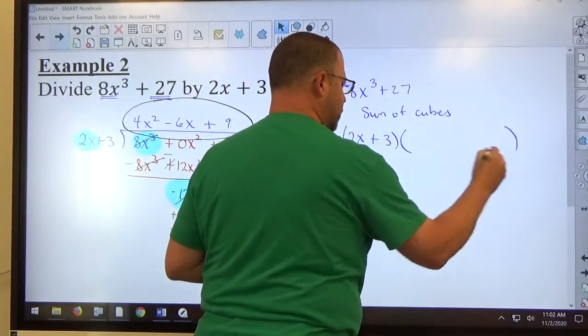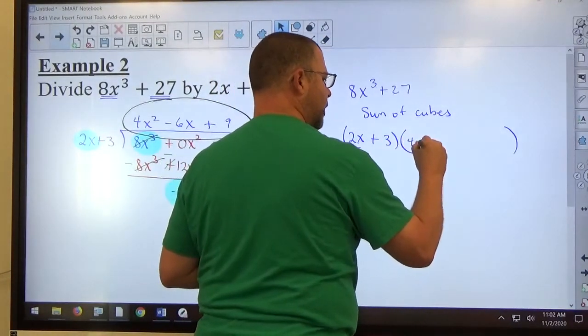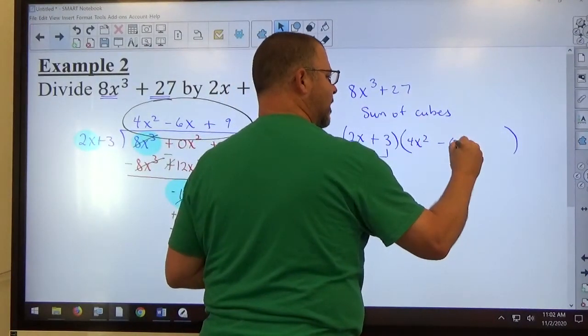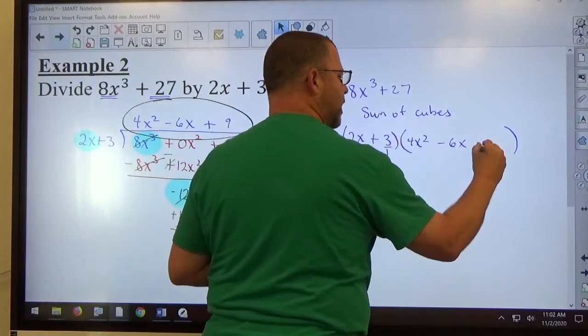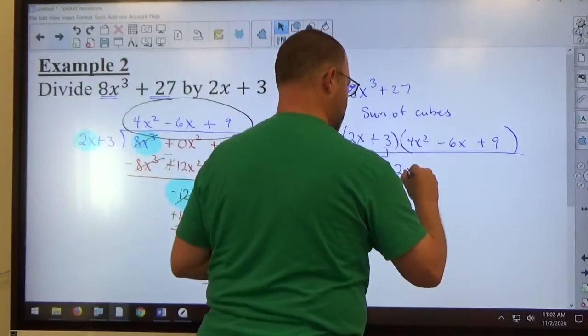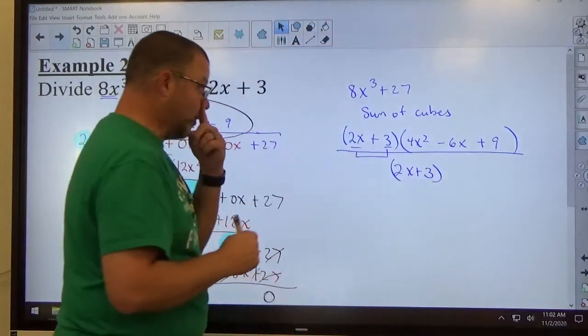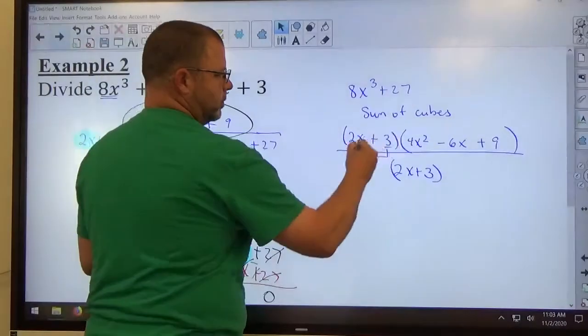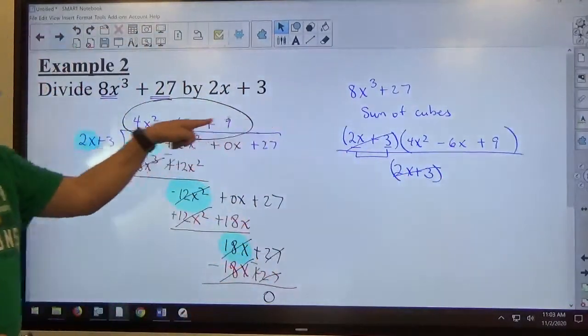The second parentheses, we're going to square this. That's 4x squared. We're going to change the sign and multiply those together. That's minus 6x. And we're going to square that plus 9. Notice that we're simply dividing this, which is the same as that, by 2x plus 3, which is our answer.